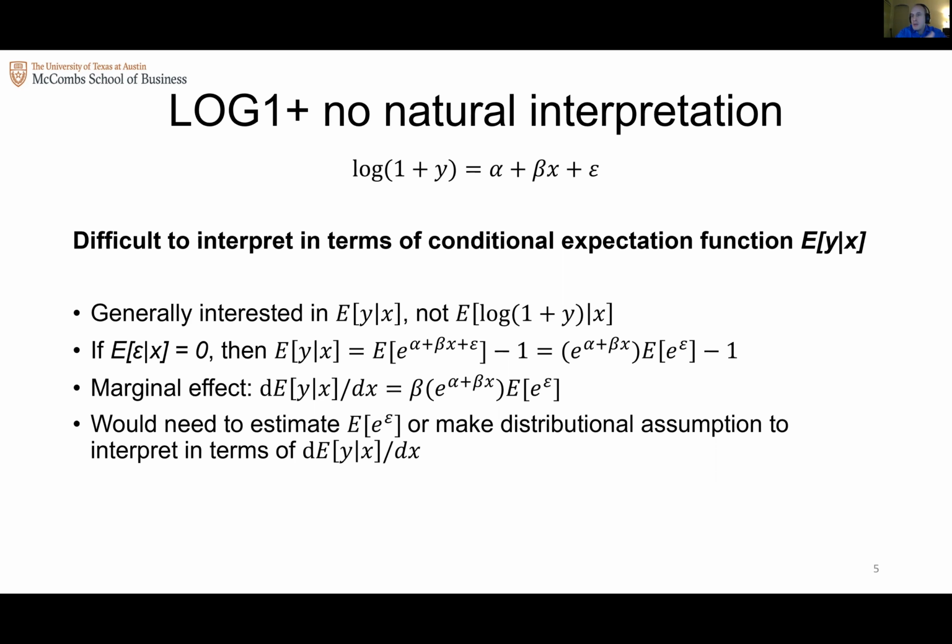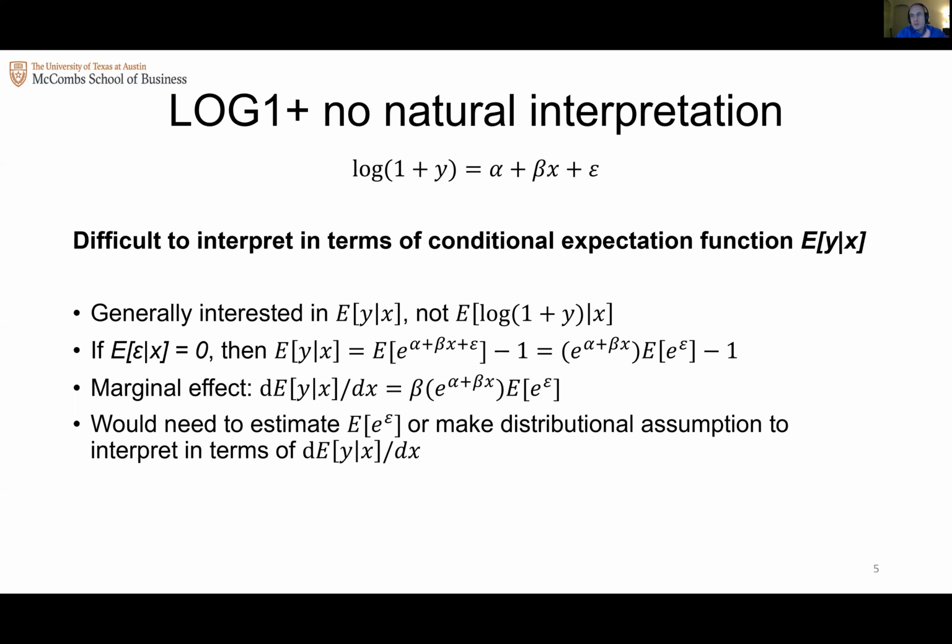So you need to either estimate the expected value of e to the epsilon from the data, or make some distributional assumption that would allow you to compute what the expected value of e to the epsilon should be, if you want to do interpretation here. The same problem exists, by the way, even if you're not adding a constant, even if it's just the log of y as the left-hand side variable. So this is always an issue with interpreting log regressions.